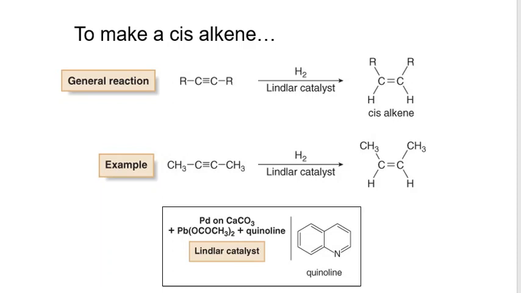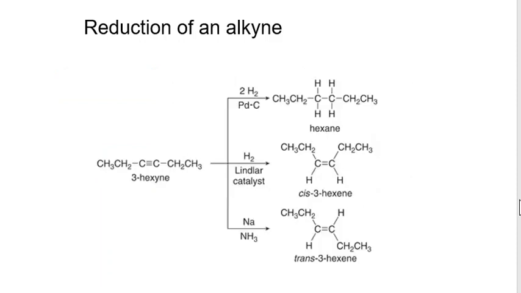And then the third type of reduction is to get the trans. So you can get an alkane, you can get a cis alkene or a trans alkene when you reduce an alkyne. And in order to do this one, you actually don't use that carbon catalyst, because the carbon catalyst is a surface, so that's always going to give you something that's cis.